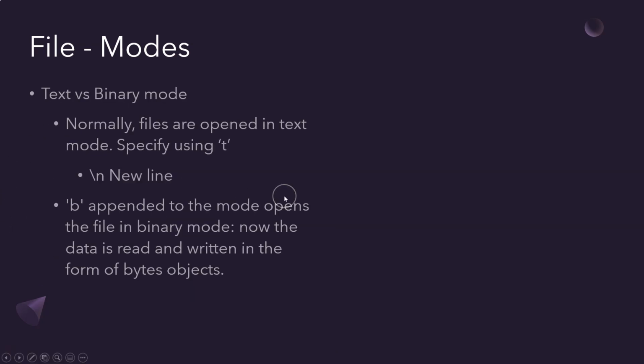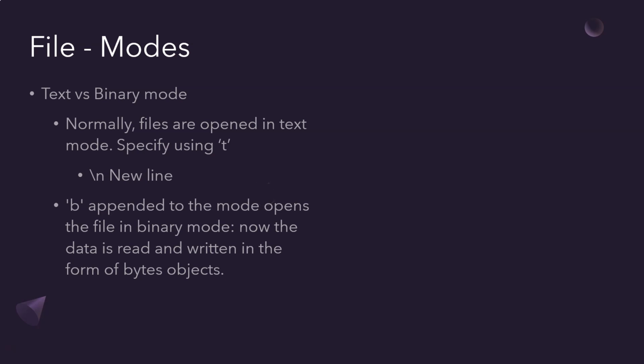There are some more modes which can be used to define whether it's text or binary mode. Normally file operations are done in text mode. If you don't specify, it is automatically assumed to be text mode. But if you want to specify, you can use t. And while writing, if you want to write on the next line, we can pass \n. It's like a next line escape sequence. And b we can use if we want to do some operation in binary mode.